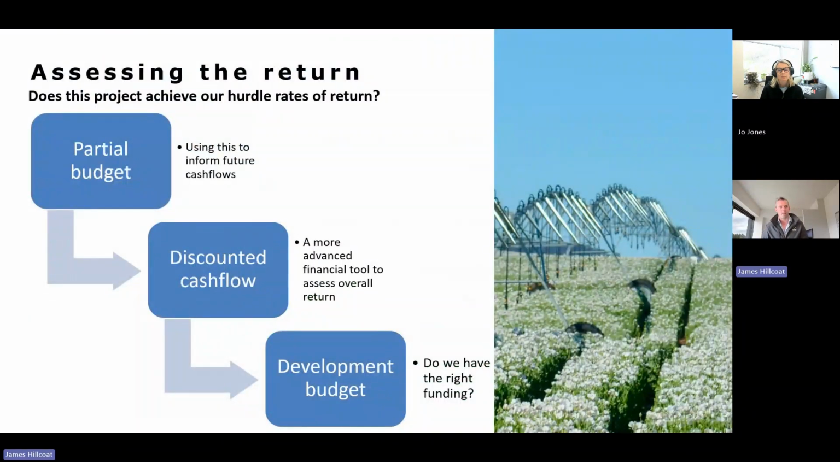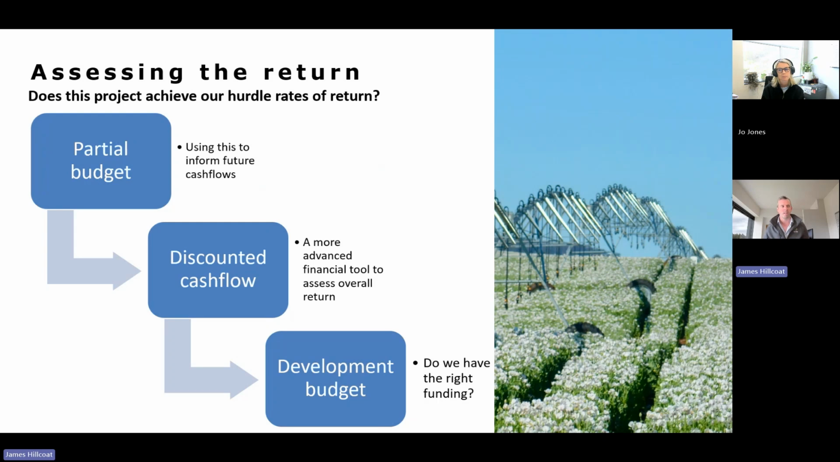So assessing the return, we want to get to a point where we want to know if it will achieve our hurdle rate of return. I've just pointed out again that part 2 focuses on gross margin coming down into a partial budget that's then taking into account the future, the potential cash flows and the capital items. We also need a sensitivity on that, but we'll assume we've sort of done that in this case.